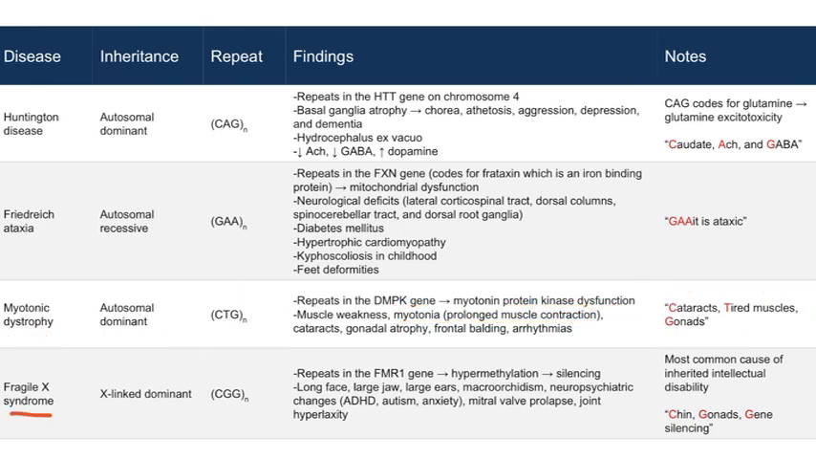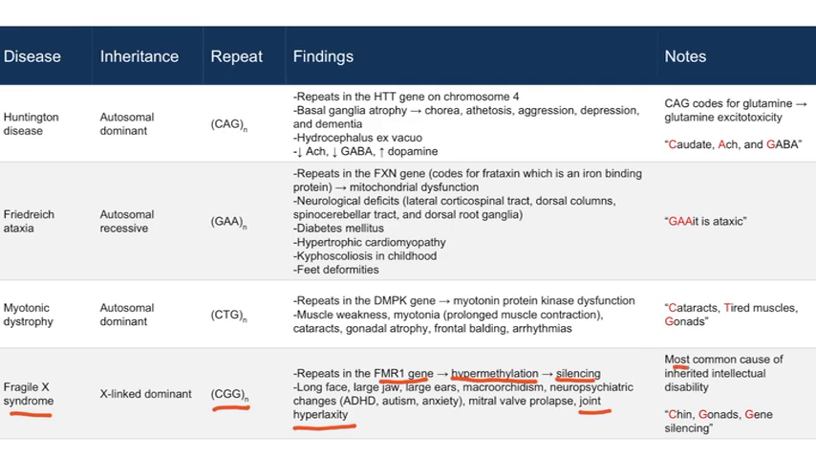Fragile X syndrome is an X-linked dominant condition caused by CGG repeats. The repeats occur in the FMR1 gene, which results in hypermethylation and silencing of the gene. I discussed DNA methylation and silencing more in molecular biology, so we're not going to talk about that more right now. Symptoms include a long face, large jaw, large ears, macroorchidism, neuropsychiatric changes, mitral valve prolapse, and joint hyperlaxity. Joint hyperlaxity is extremely important to keep in mind because this can easily be confused with Ehlers-Danlos syndrome.